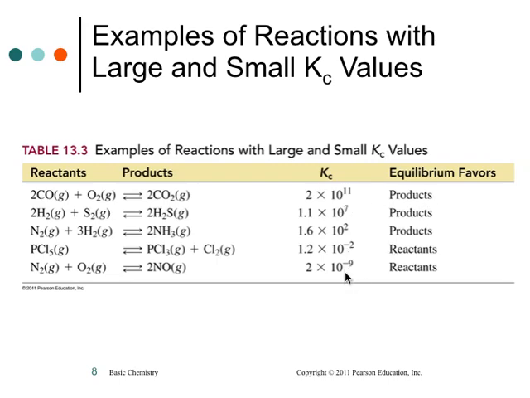Conversely, the bigger the negative exponent is, the smaller amount of product is going to be made, and most of the stuff is going to be reactants.